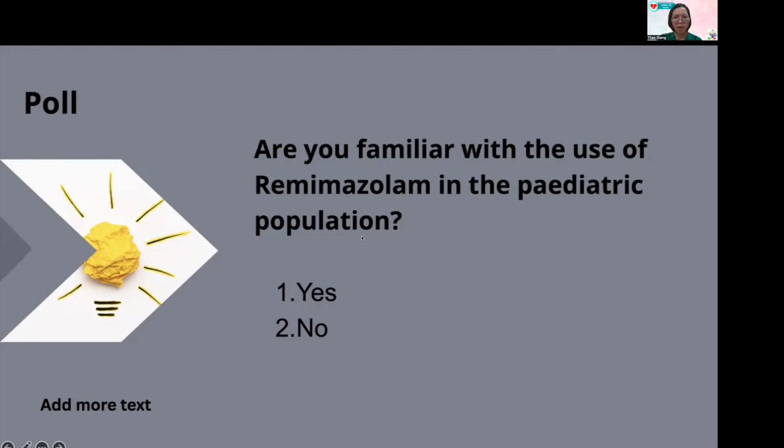Well, for remimazolam, 93% of the audience is not familiar with this drug. So I hope you will know about this more. And for number 2, the majority will choose general anesthesia with positive pressure ventilation.